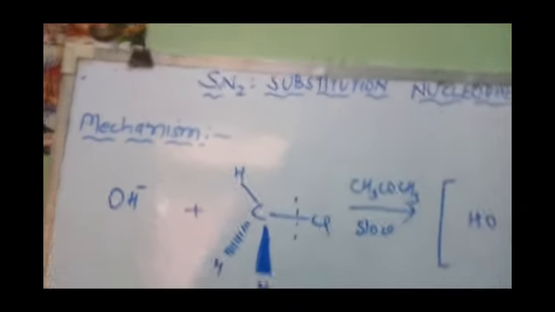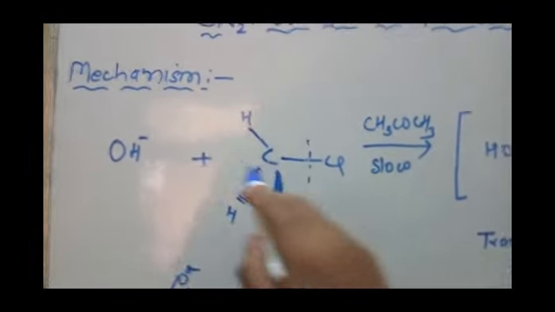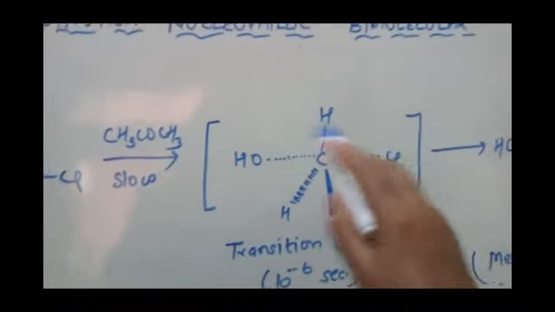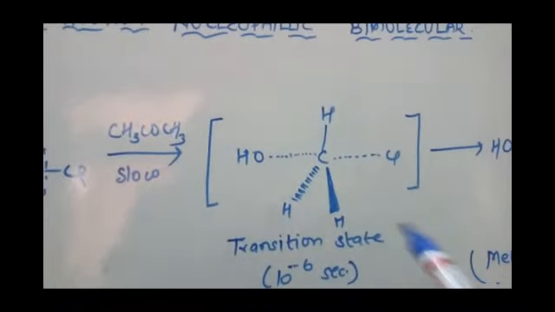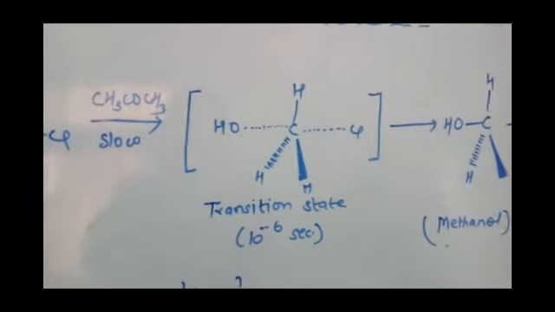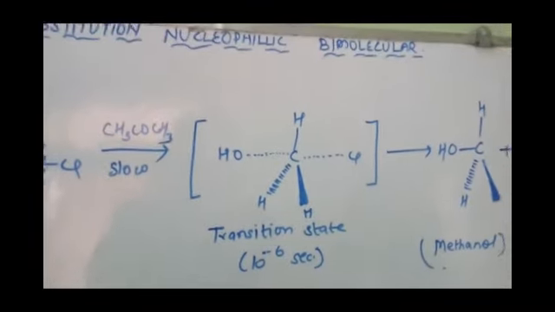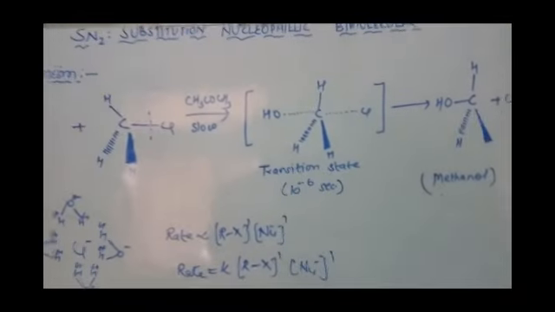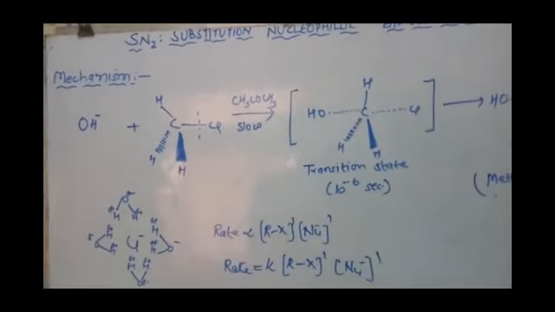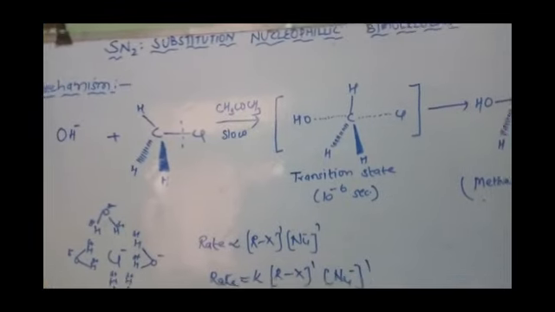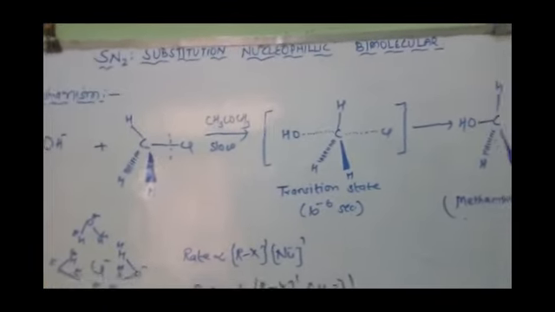The breaking of this C-X bond and the making of the C-OH bond, see, both are occurring simultaneously. So no intermediate is formed, only the transition state will be there, and it's a single step process. Now the first characteristic is that it is a single step process, which is a rate determining step.